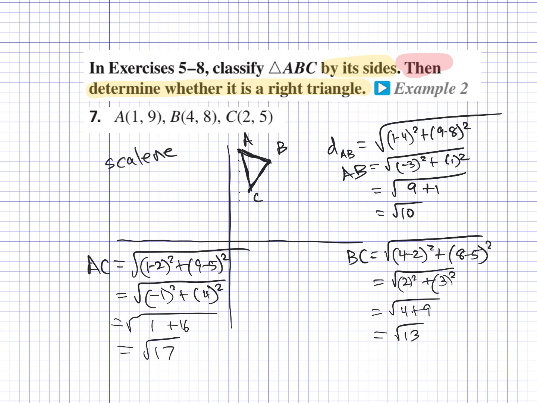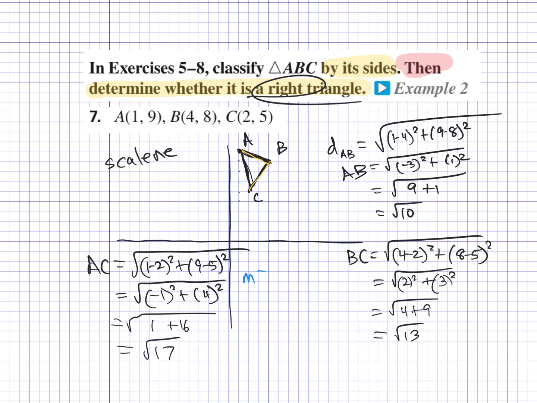Now, how do you know if it's a right triangle? Only if you have opposite reciprocal slopes. So I think A to B and A to C, that's obvious that those are not 90. If those were 90, then it'd have to be almost like that. Those are definitely less than 90. So we're not going to try that, but we are going to look for, let's do AB and BC. We got to check those slopes.